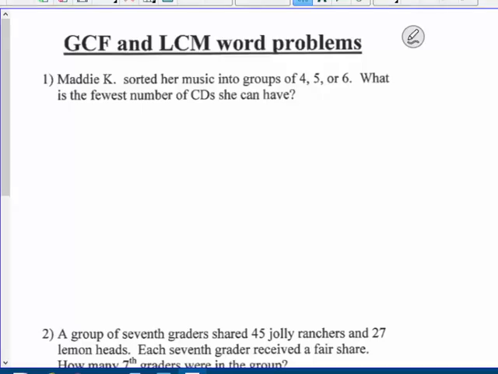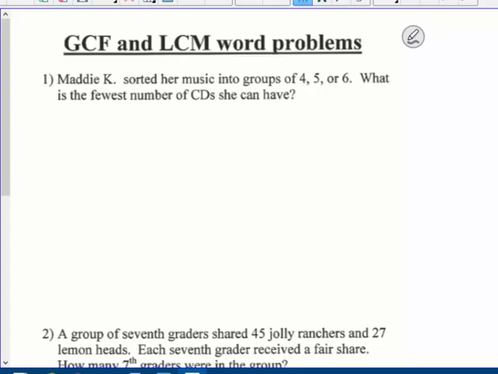Today's video starts on page 22, and we're going to talk about how we decide if I have to find the greatest common factor or the least common multiple to solve a word problem. You have to look for key ideas and key words.